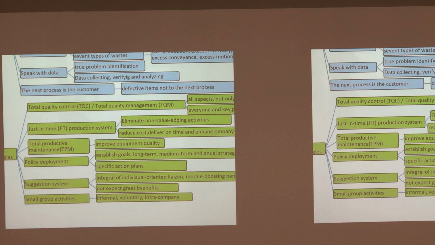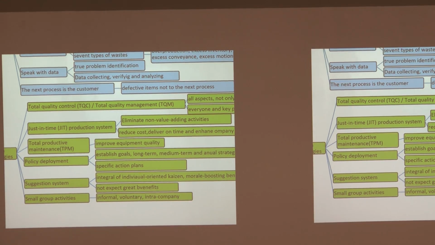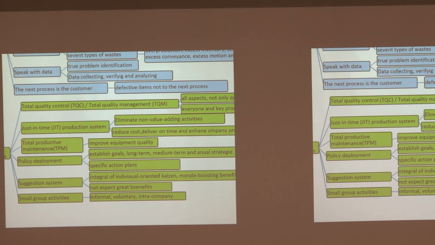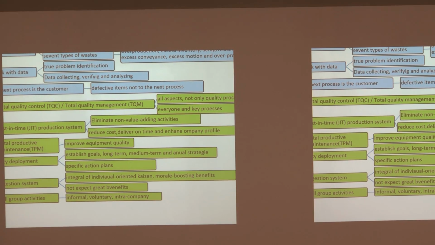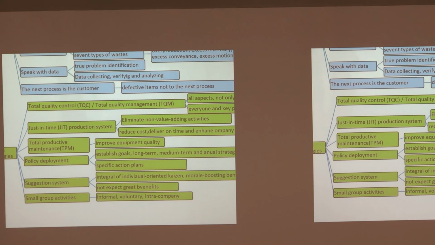After that, suggestion system and the small group activity. Small group activity you can just quickly read through. Suggestion system is an important one because there are some specific features. The people who provide a suggestion should not earn big, let's say, for example, should not earn the big bonus. This kind of benefit is not for the suggestion system. They do the suggestion, it's not for the money itself.